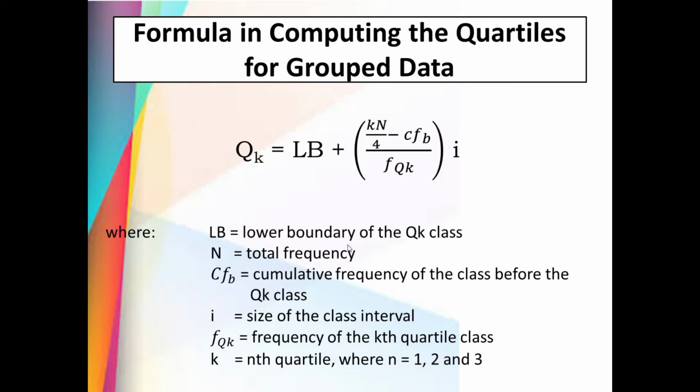LB is the lower boundary of the quartile class. N is the total frequency. CFB is the cumulative frequency of the class before the quartile class. I is the size of the interval. FQK is the frequency of the kth quartile class. K is the nth quartile where n equals 1, 2, and 3.